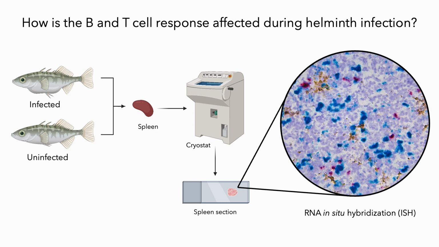From these images, I can quantify the number of B and T cell spots in a certain area and then use that to determine if infection is actually causing these numbers to change.